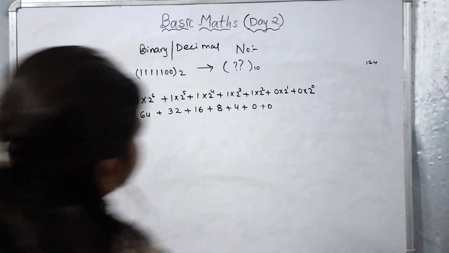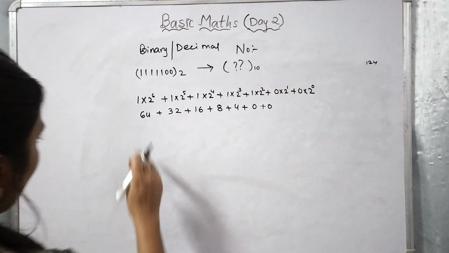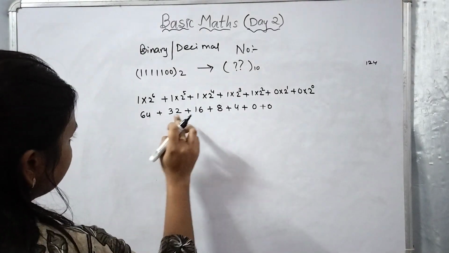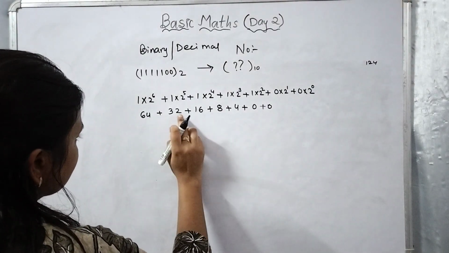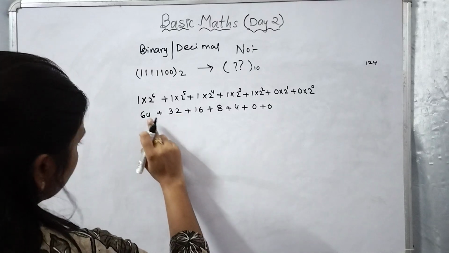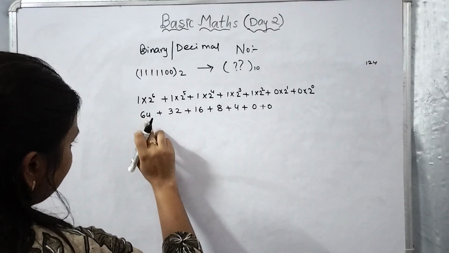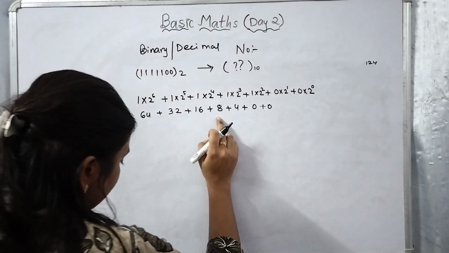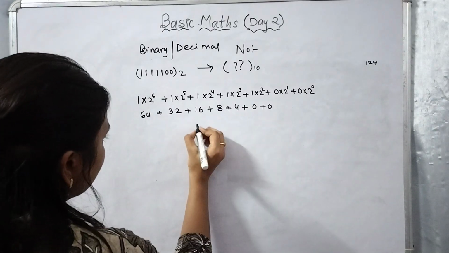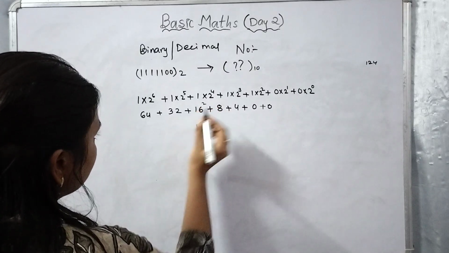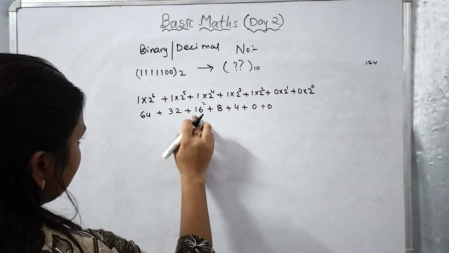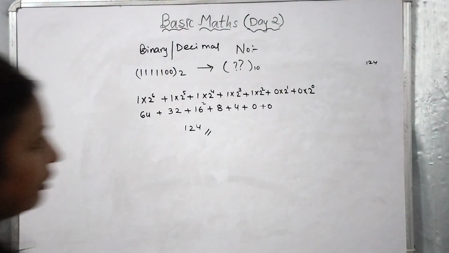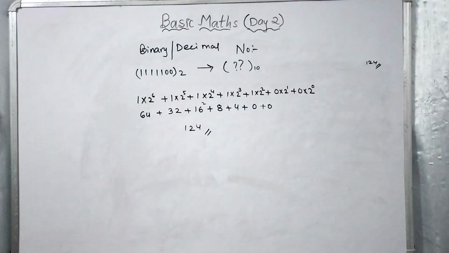Fine. Understood? Now when you add this up, let's add 64 plus 32 is 96, plus 16 is 112, plus 8 is 120, plus 4 is 124. So 124 is our answer, which was also our answer in the earlier question.